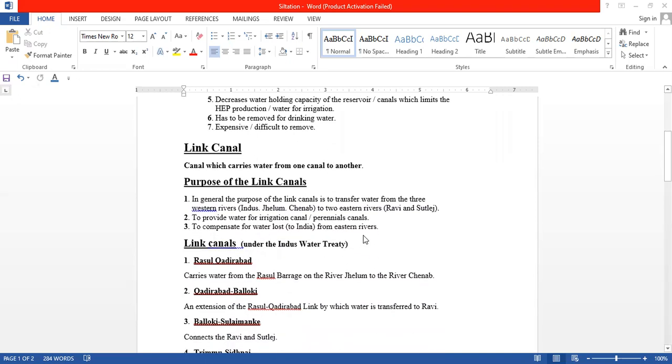My dear students, the next topic is the link canal. First of all, what is a link canal? A canal that carries water from one canal to another canal. And link canals are the result of the Indus Water Treaty. According to the Indus Water Treaty, Pakistan constructed the eight link canals. What is the main purpose of constructing the eight link canals?